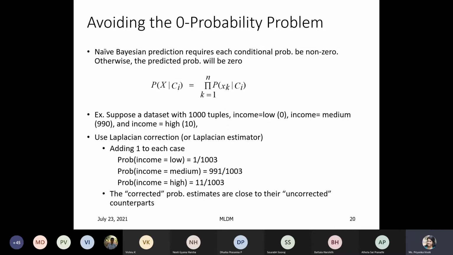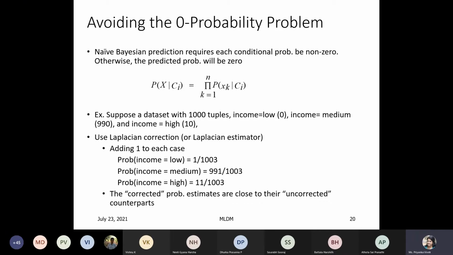Here in this example, we have 3 values for that attribute. So in each case, we are increasing by 1. If suddenly we increase only that particular value, there will be a change in the distribution. So we assume that we are increasing for all the values of that attribute. Since we have 3 values for this particular attribute called income, we add 3, and for each we are adding 1.